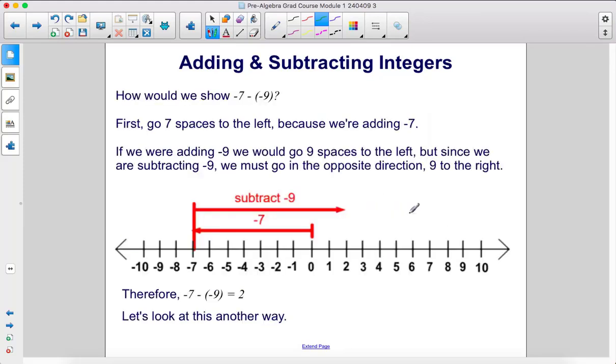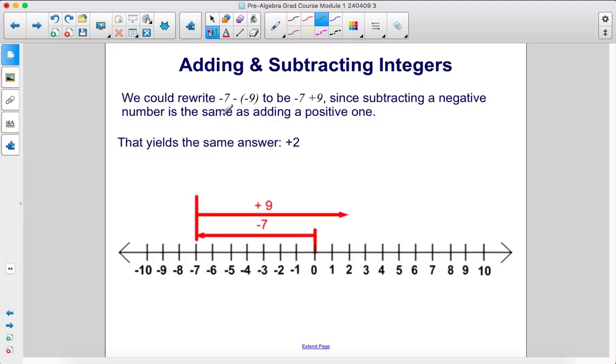How would we show negative 7 minus negative 9? First, we're going to go 7 spaces to the left from 0. We end up here. If we're adding negative 9, we would then continue to go 9 spaces to the left. But since we're subtracting negative 9, we must go in the opposite direction. Therefore, we end up going 9 units to the right. And we end up at 2. Therefore, negative 7 minus negative 9 equals 2.